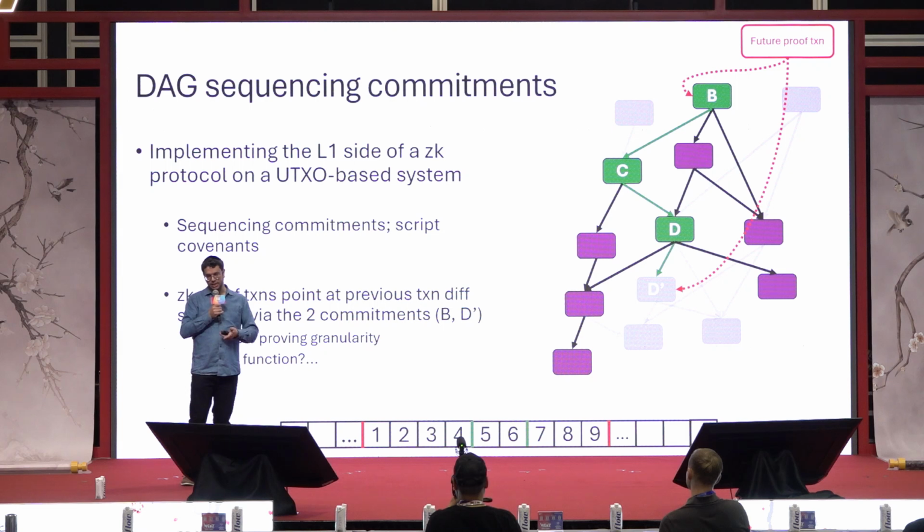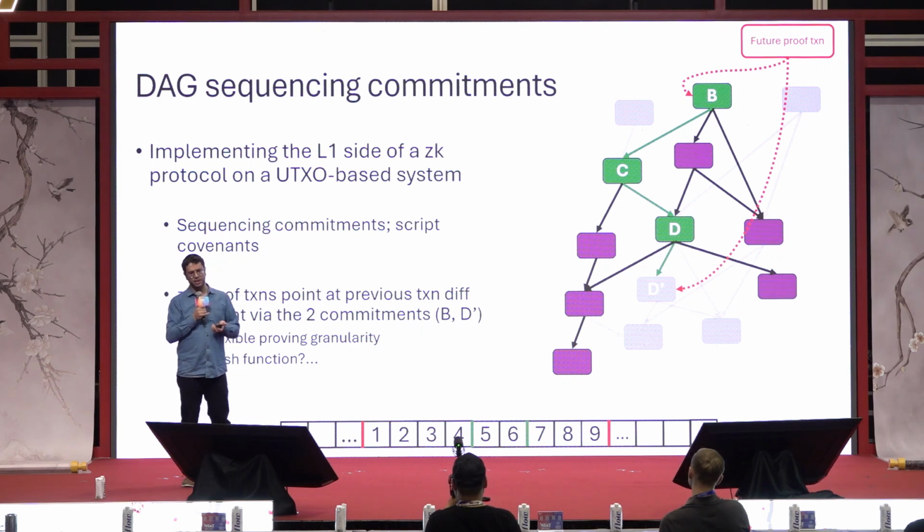What happens is that a future proof transaction will point at D tag and B and provide a zero knowledge proof that it executed all the delta from D tag to B in the correct order. So that's one part of it.